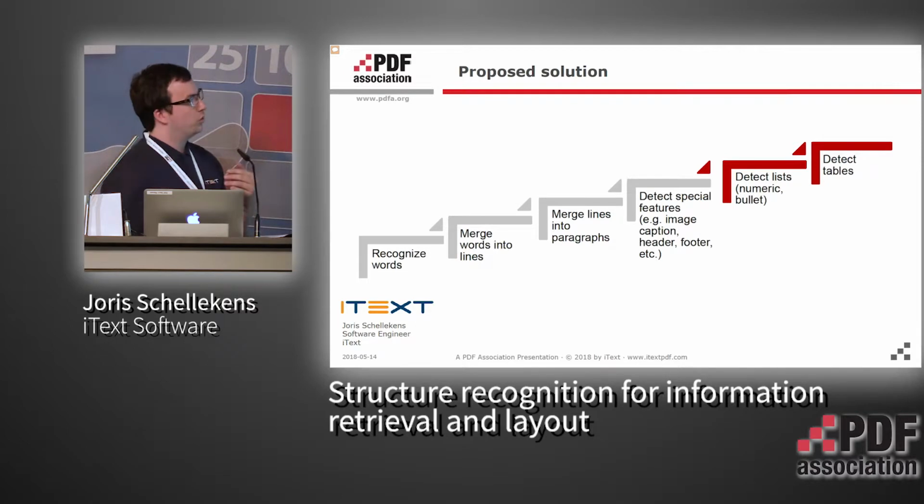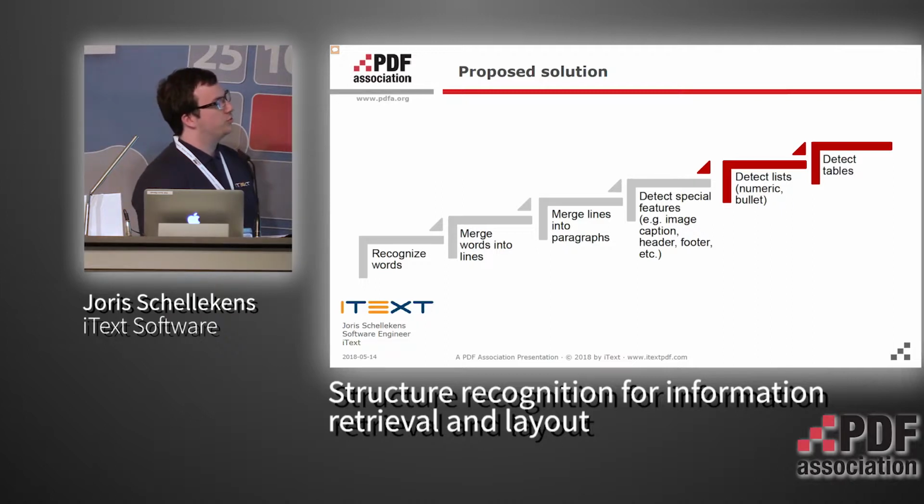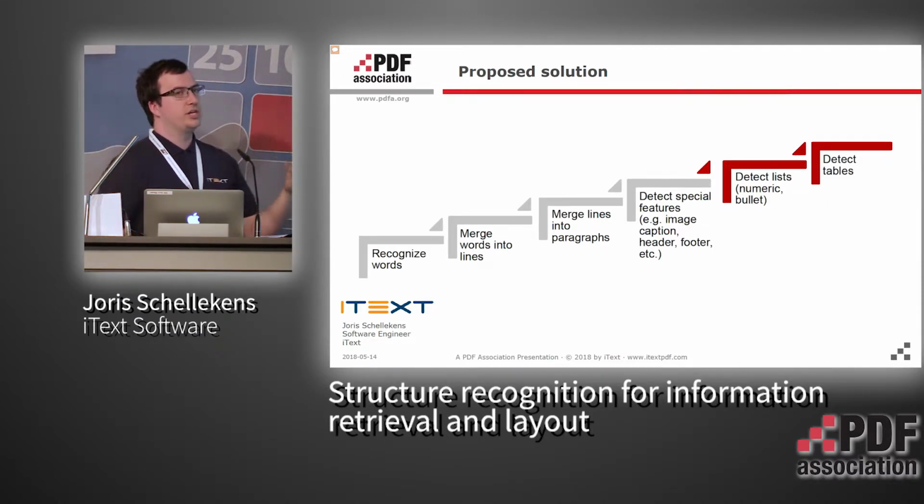So let's get to a more technical level. The solution itself is a mix of the best of both worlds. Each of these steps can be handled by either machine learning or heuristics, and the fact that there are discrete steps means that it's somewhat traceable for the user what is happening. So first we start with recognizing words given just character render information. Then we merge those into lines, the lines go into paragraphs, and then we detect special features.